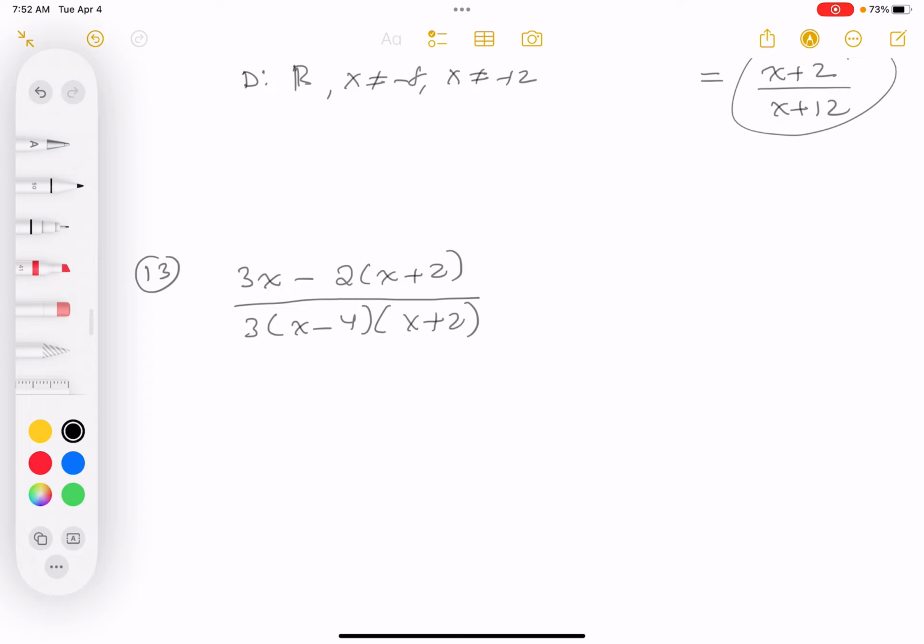Now, students that are inexperienced, I mean, students that are not practicing, might do something foolish here by canceling a 3 and an x plus 2. And that's simply incorrect, by the way, because they're really not factors of the top and of the bottom. So what you need to do is simplify the top. The bottom is already factored, by the way.